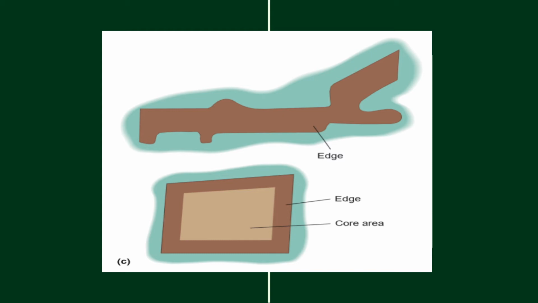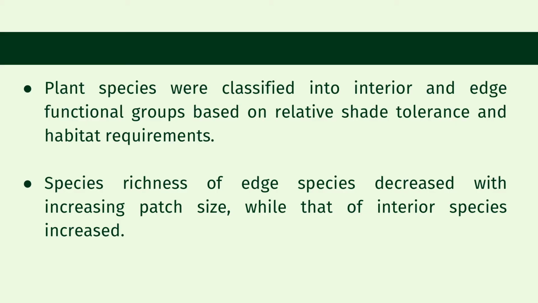Long, narrow woodland islands whose widths do not exceed the depth of the edge are edge communities, even though the area may be the same as that of square or circular ones. Plant species were classified into interior and edge functional groups based on relative shade tolerance and habitat requirements. Species richness of edge species decreased with increasing patch size, while that of interior species increased.